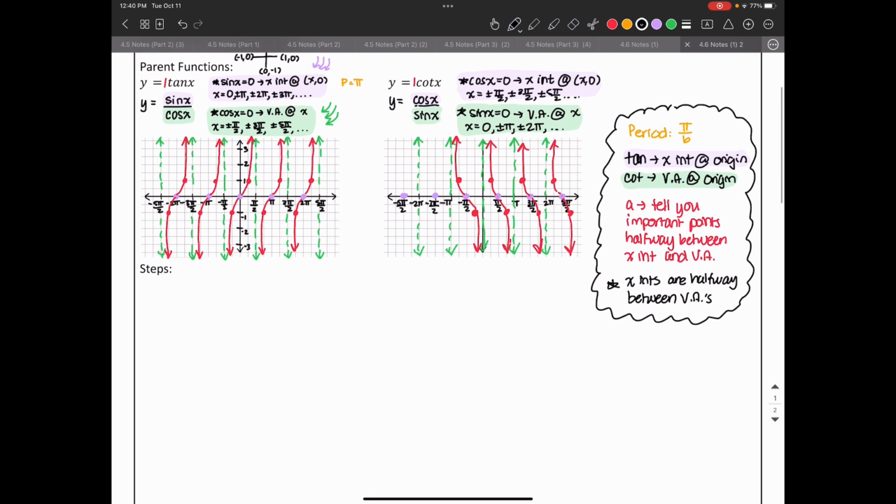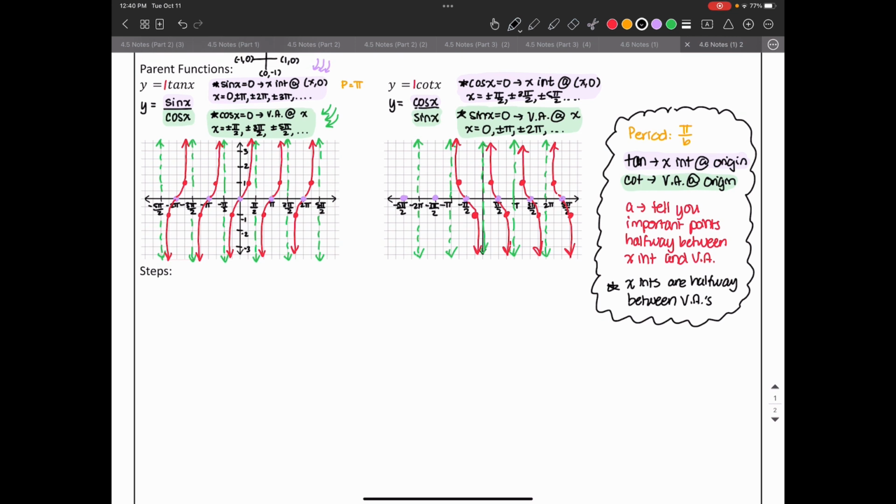For the transformations, we're going to talk about the steps for making graphs based off of the parent function, but that have shifts and reflections over the x-axis and different amplitudes, etc. The first thing that you're going to do is find the period. And I know that the period in the case of tangent and cotangent is going to be pi divided by b. So in order to find what the period is, I'm going to do pi divided by b.